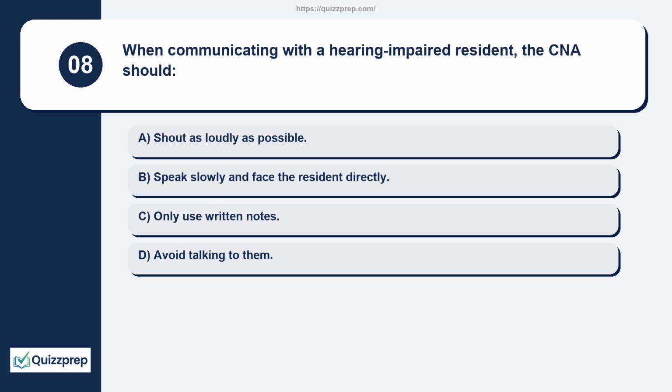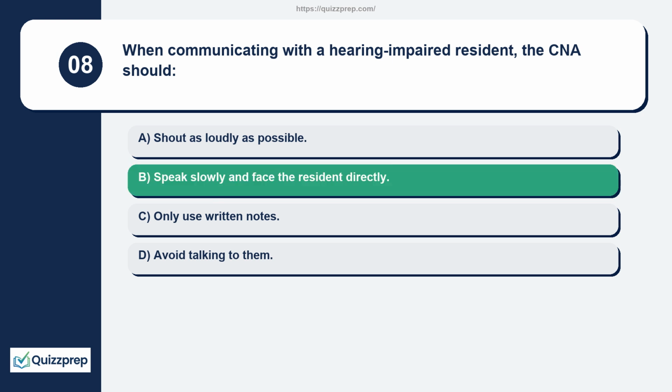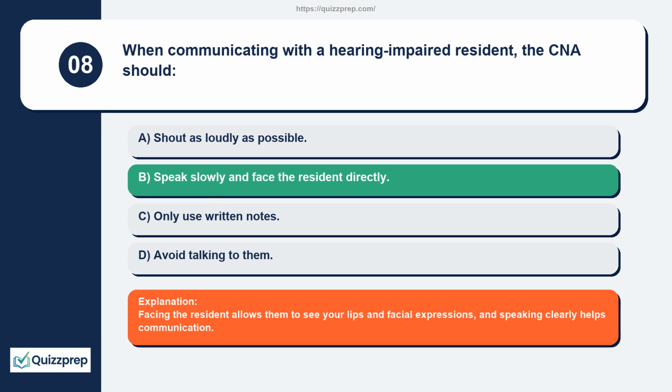Question 8. When communicating with a hearing-impaired resident, the CNA should shout as loudly as possible, speak slowly and face the resident directly, only use written notes, avoid talking to them. Facing the resident allows them to see your lips and facial expressions, and speaking clearly helps communication.